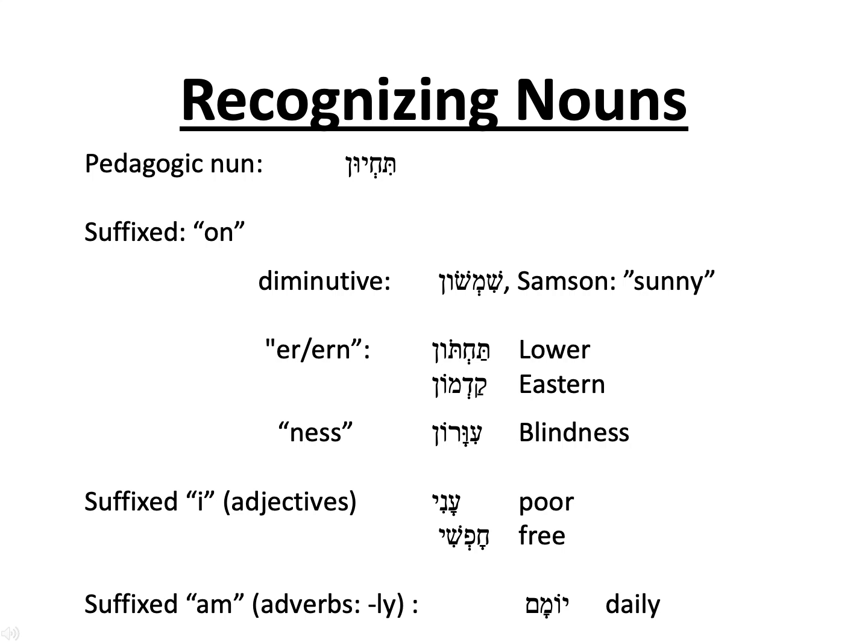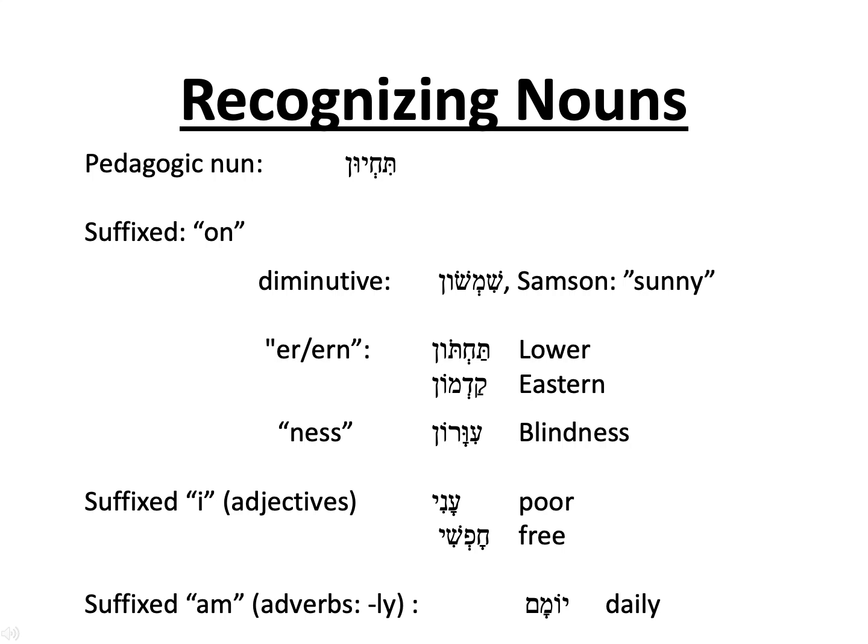We can also use that holem vav nun to mean ER or ERN in its English equivalent. So instead of tachat, which means low, we have tachton, which means lower. And instead of kadma, which means east, we have kadmon, which means eastern. We can also use that holem vav nun to indicate the state of being. So instead of the adjective iver, meaning blind, we have ivaron, which is the state of blindness.